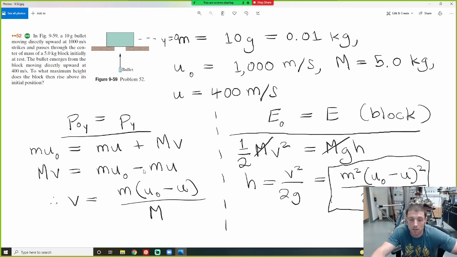And for you numbers people, of course, you can plug the numbers in and see that you get something reasonable, right? You probably wouldn't expect it to go terribly high, because you can imagine this happening in real life, and you might think the block probably goes up a couple feet or something, right? So just look at the numerical value that you end up obtaining and see if it seems reasonable.